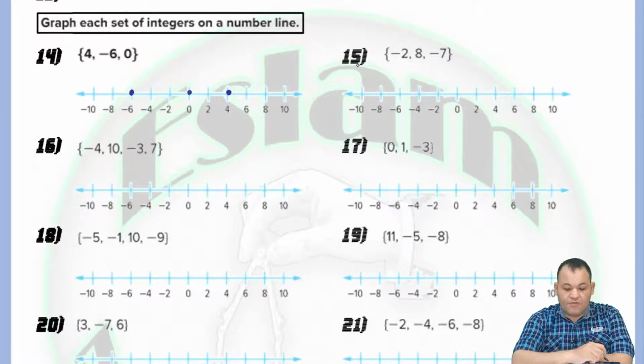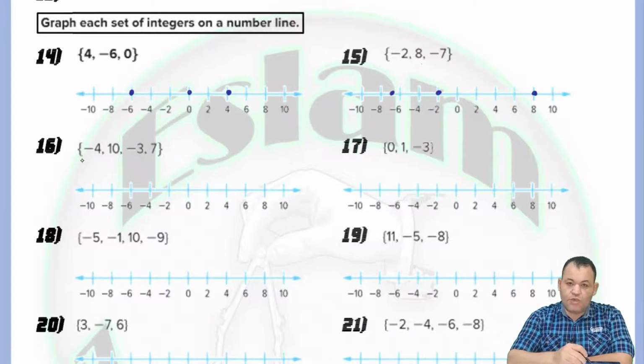In question number 15: negative 2, 8, and 7. So for negative 2, at the negative part, I'll just make a point on negative 2. 8 is a positive value, so at the positive part, I'll just mention the number 8. Negative 7, there is no negative 7 marked, but we know that negative 7 lies between negative 6 and negative 8. So we just put a point here between negative 6 and negative 8. That's how we can represent negative 7 on the number line.